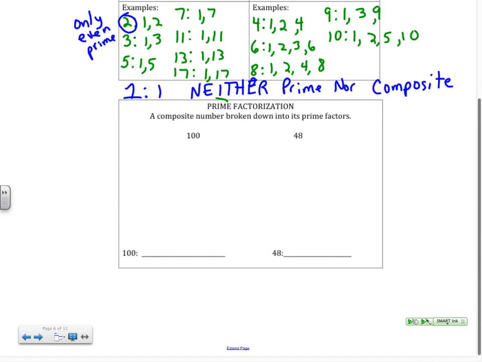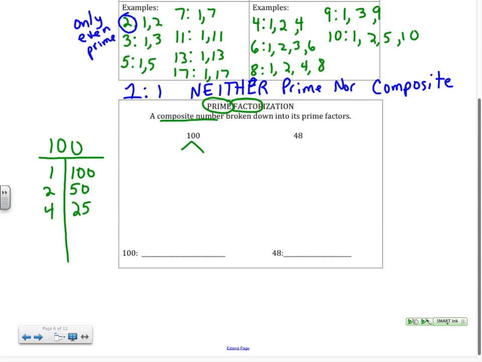Prime factorization means we're going to take a composite number and break it down into its prime factors. So we start with a composite number. 100 is composite because it has more than 2 factors. I'm going to break it up into 2 of its factors. It can be any 2. If I were to list all the factors of 100, 1 times 100, 2 times 50, 4 times 25, 5 times 20, and 10 times 10, I could start breaking 100 up with any of these pairs of factors.